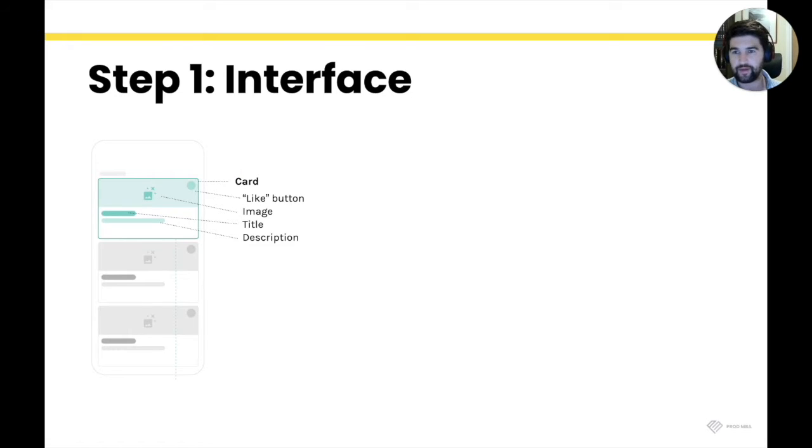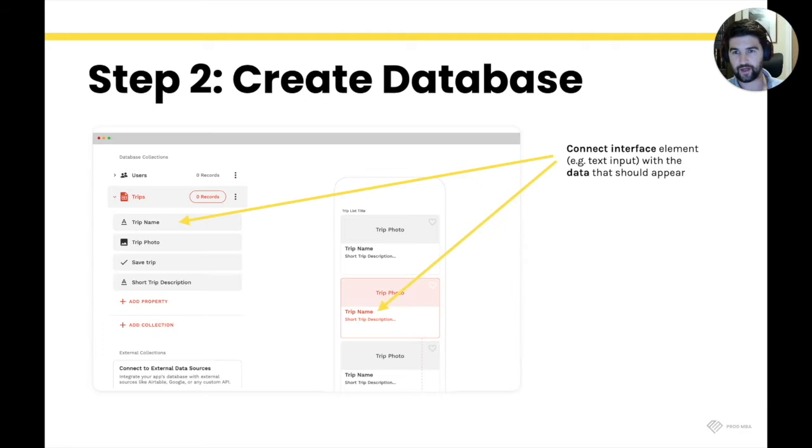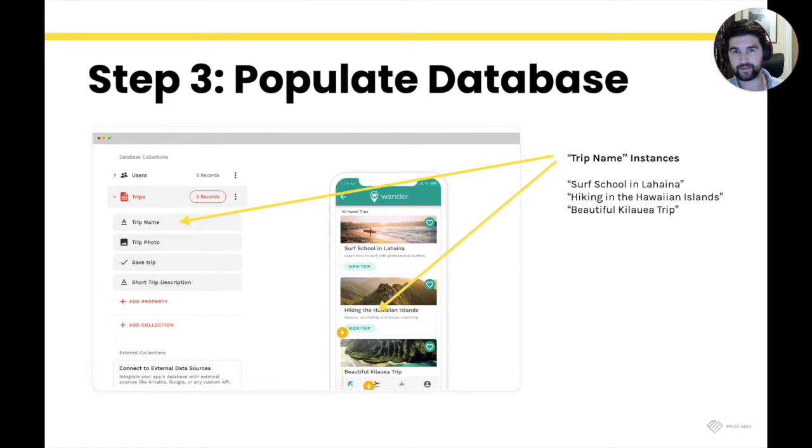There are 4 key steps of any no-code application. Step 1, we need to build our interface, right? We need to create a card and an image and a title where the title will go. Secondly, we want to create a database. So that means that where we have maybe a header that connects through to something called a trip title or trip name, for example, in the database.